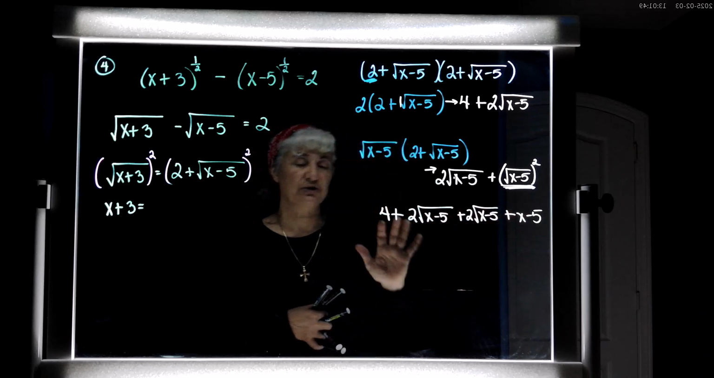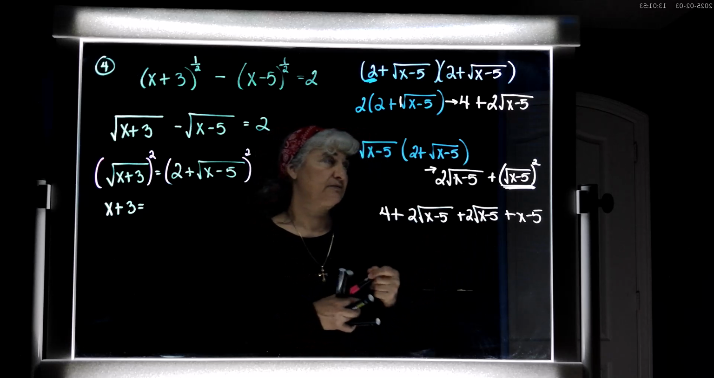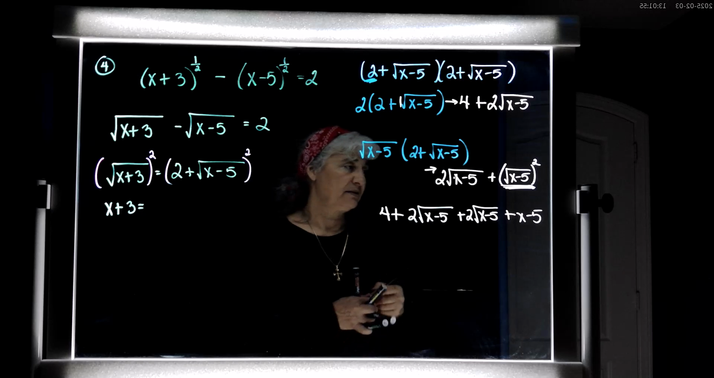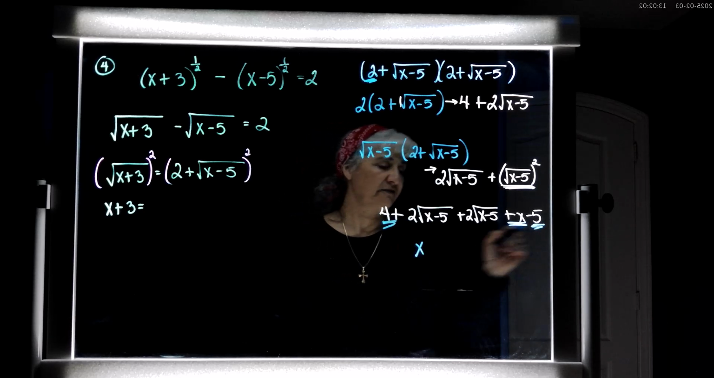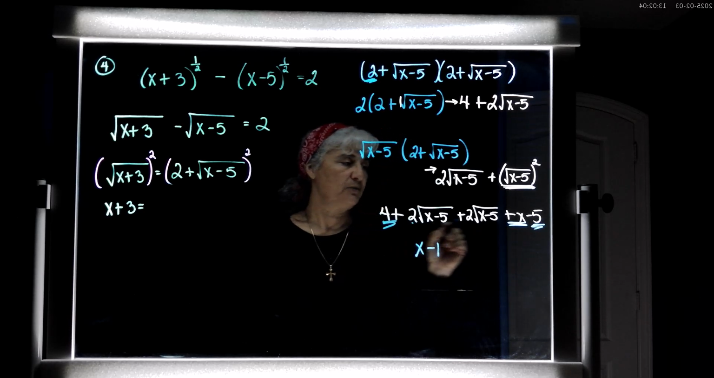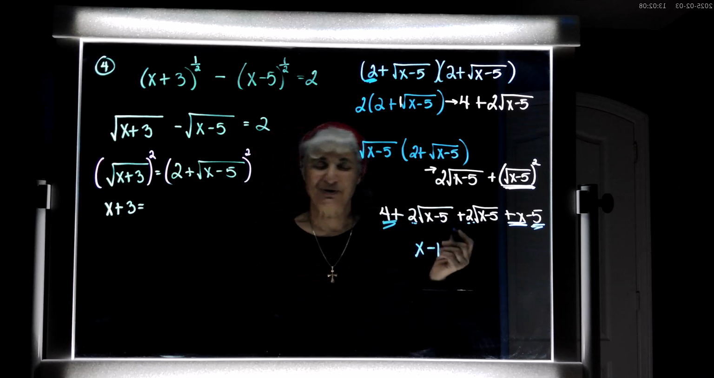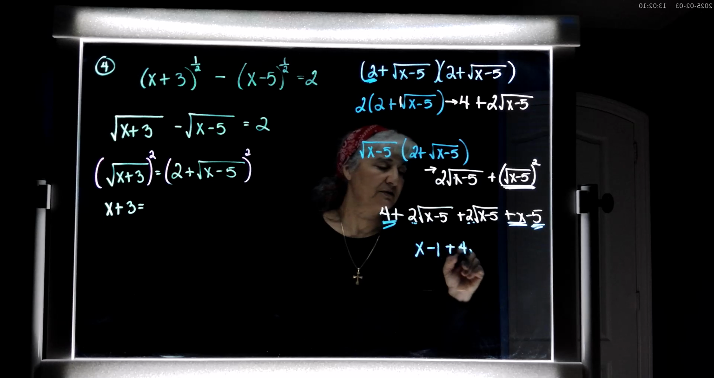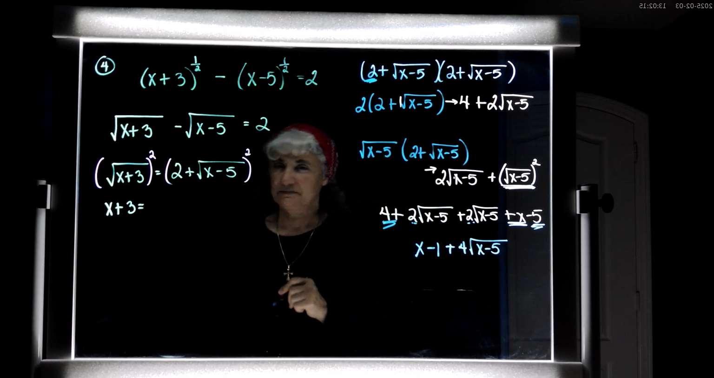Okay, talk to me. We have like terms, and some of you are like, well, right away, we have the x, we have the 4 and the negative 5, and then we have these two radicals. Well, what's 2x plus 2x? Yeah, 4. Cool?